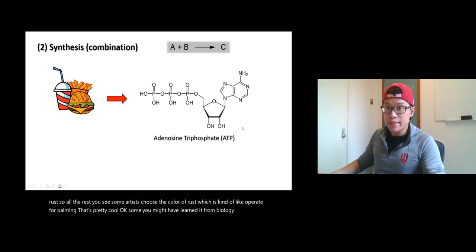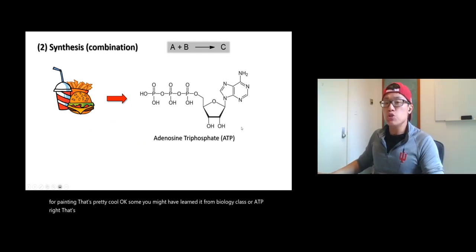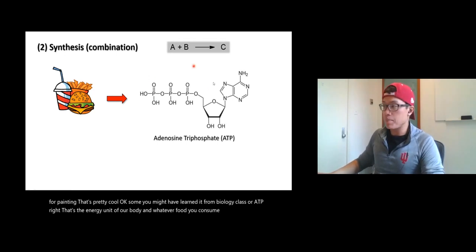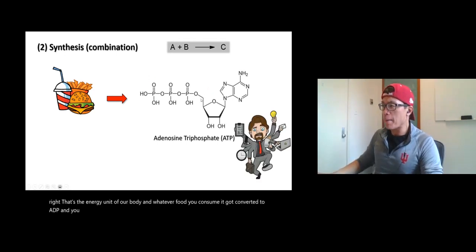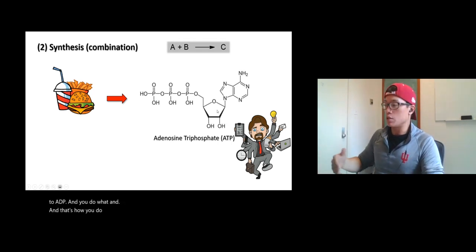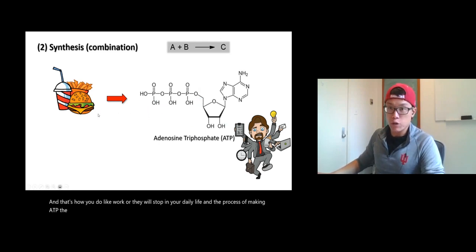Okay. Some you might have learned from a biology class. So ATP, right? That's the energy unit of our body. Whatever food you consume gets converted to ATP, and that's how you do work or do stuff in your daily life. And the process of making ATP is synthesis from smaller compounds.